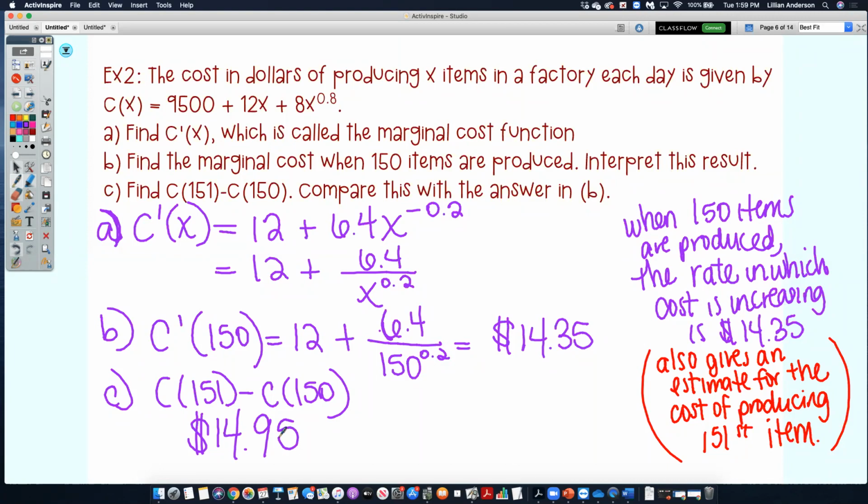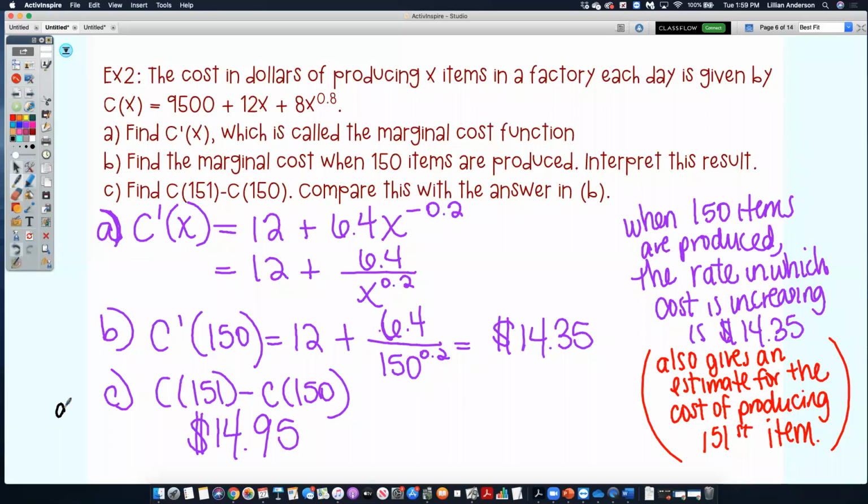The change in cost. No, the rate of change. That's how much it is to make another one. That is how much it is to make another one. If you recall, and I think we did this the very first lesson when we were going over derivatives and what the whole concept was.